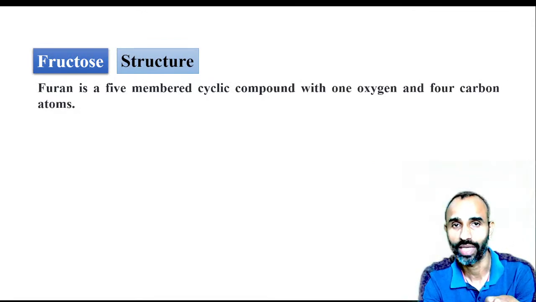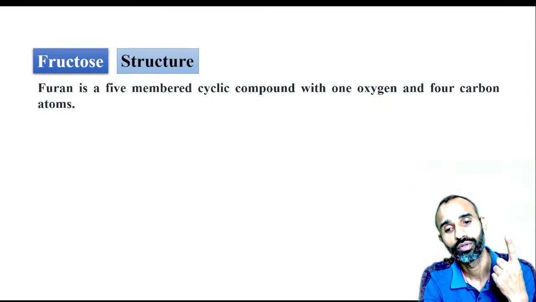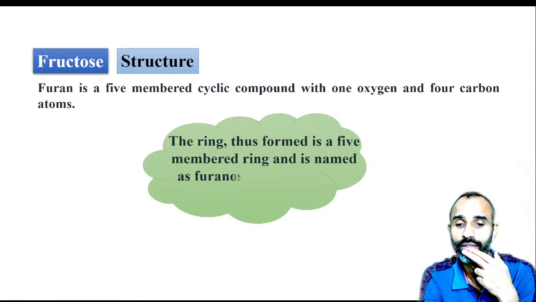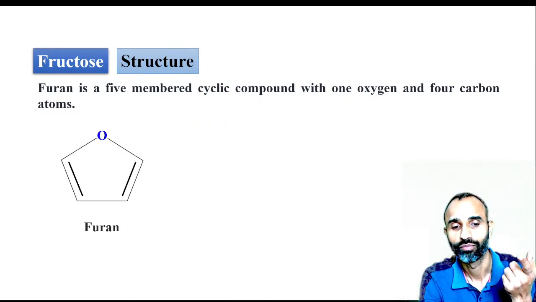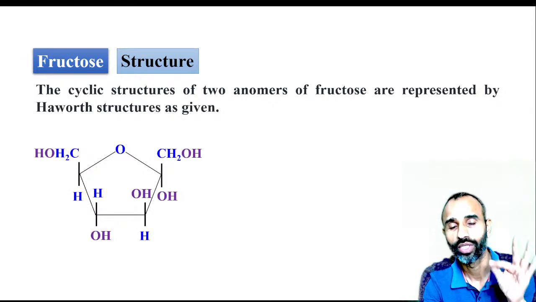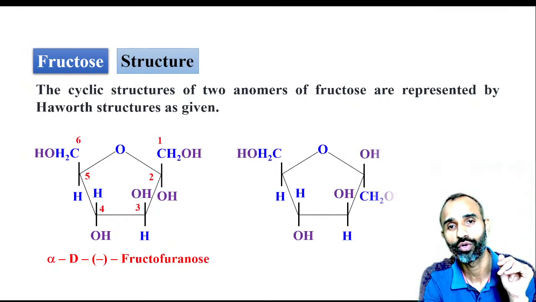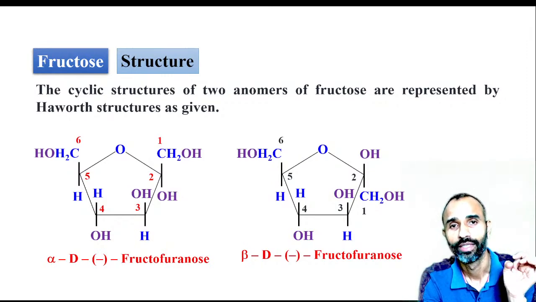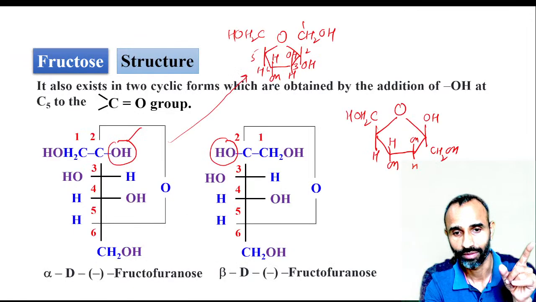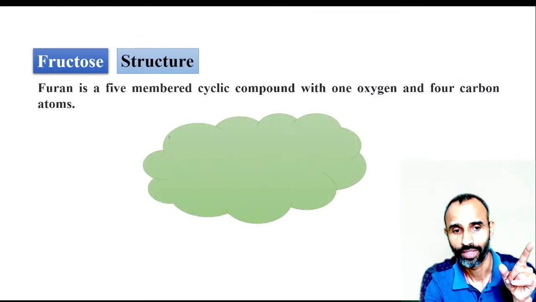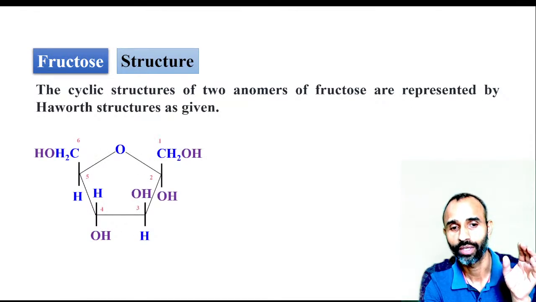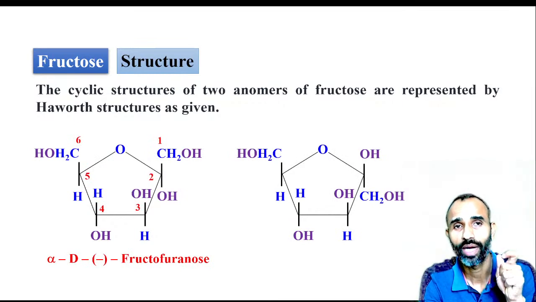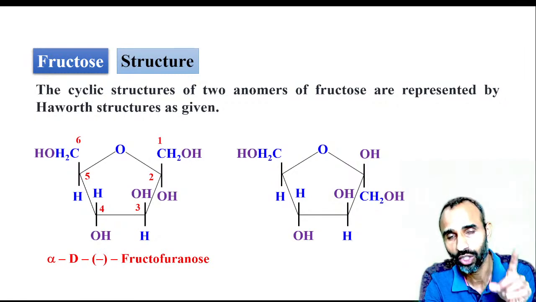Furan is a 5-membered cyclic compound that you know, with 1 oxygen and 4 carbon atoms. Furan we have discussed. So this is the Haworth structure, the cyclic structure of two anomers of fructose, that is alpha D negative fructofuranose and beta D negative fructofuranose. By mistake it is written as epimers here. They are actually anomers. So keep in mind, in ketoses, if they differ at C2, they are anomers.